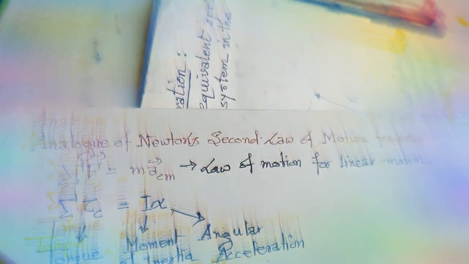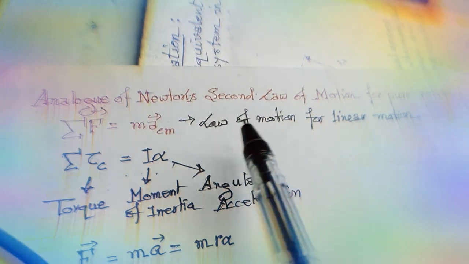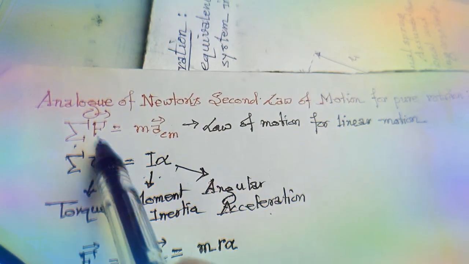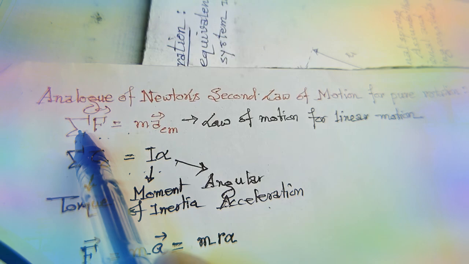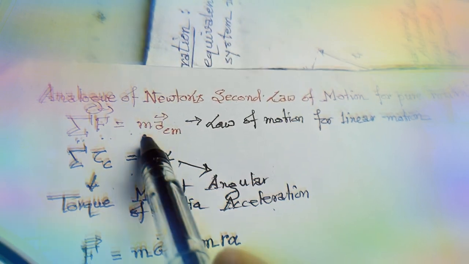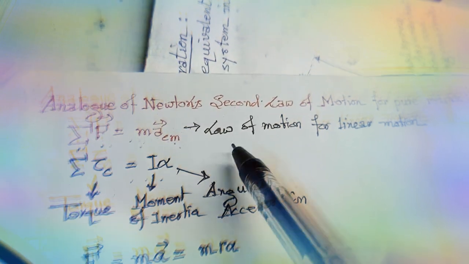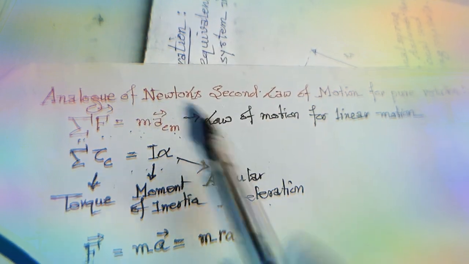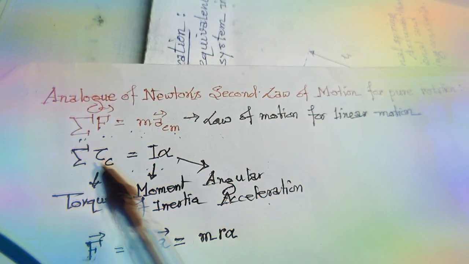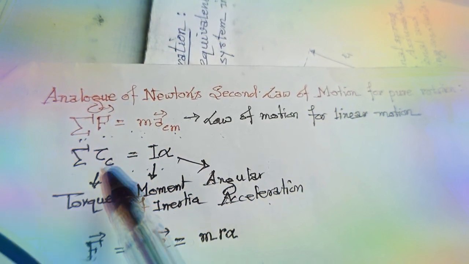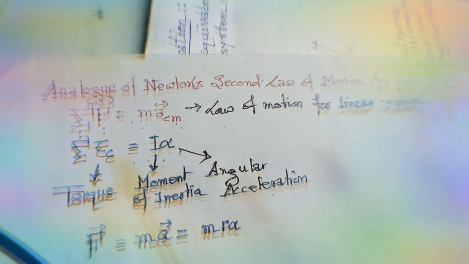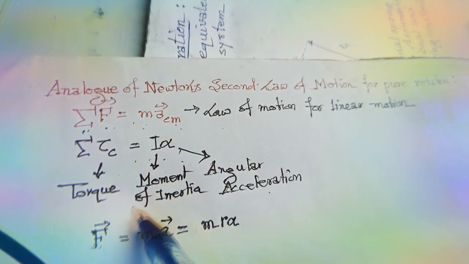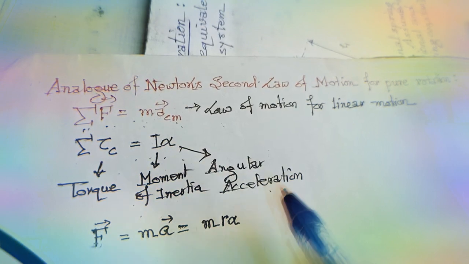Now we'll see the analog of Newton's second law of motion for pure rotation. As we know from Newton's law of motion, summation of all forces F is equal to m, mass, times acceleration about the center of mass. So this is the law of motion for linear motion. Now its analog, meaning its equivalent for rotational motion, is summation of tau c, where tau c means torque about the center of mass, equal to I into alpha. I means moment of inertia and alpha equals angular acceleration.